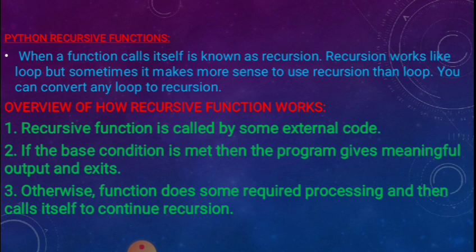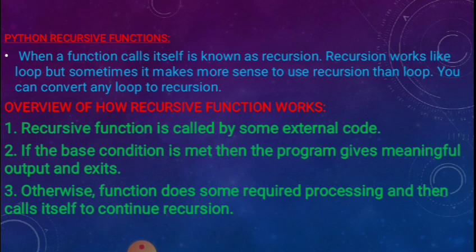Overview of how a recursive function works. First point, the recursive function is called by some external code. Yes, we want to include some code to execute the recursive function. Second, if the base condition is met, then the program gives a meaningful output and exits. Otherwise, the function does some required processing and then calls itself to continue the recursion. These are all the points given.